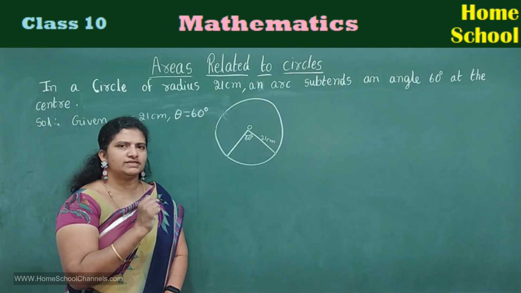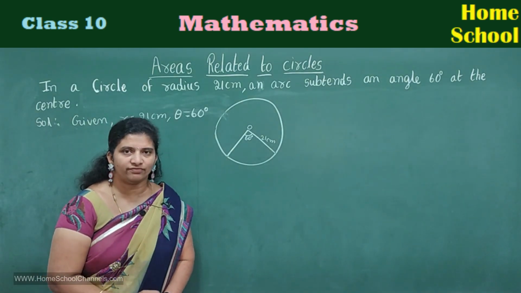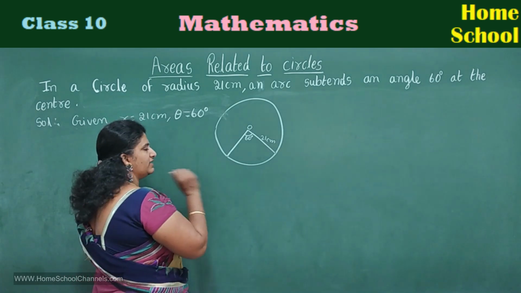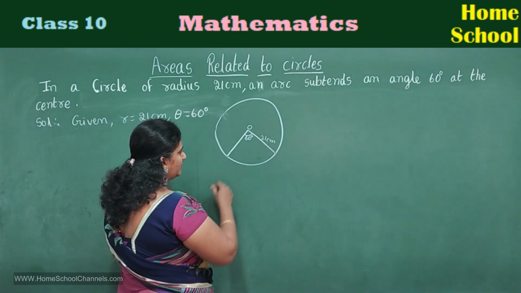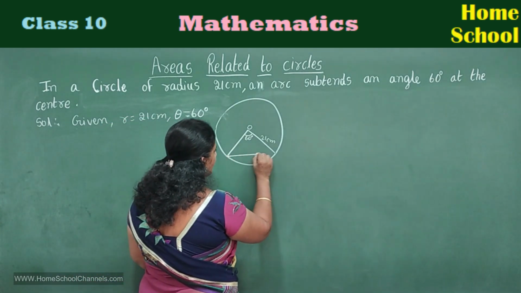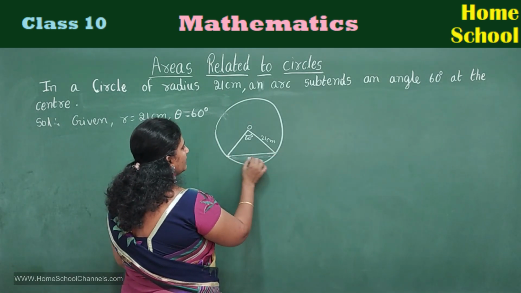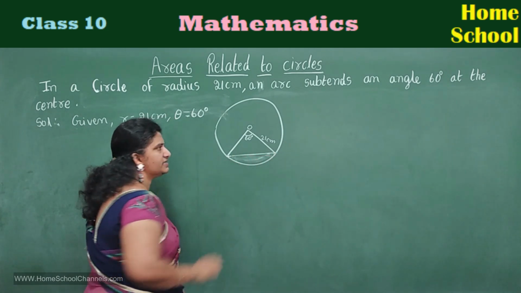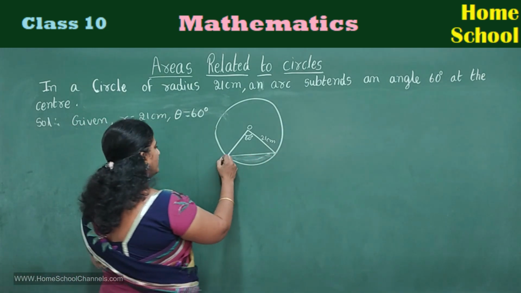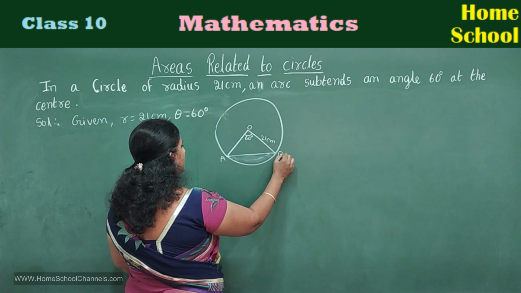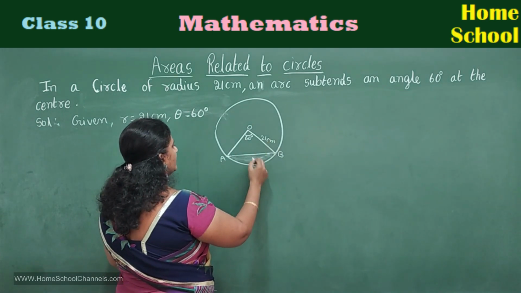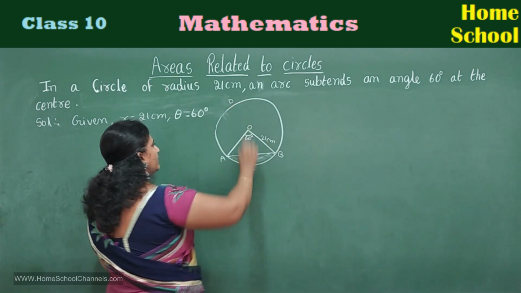Now next, I am using the same question and I am going to find the area of the minor segment. How can you get a segment here? A chord divides a circle into two segments. First, let me calculate the area of this minor segment. If you want, you can take the letters A, B. And if you want, you can take here C, and here you can take D.